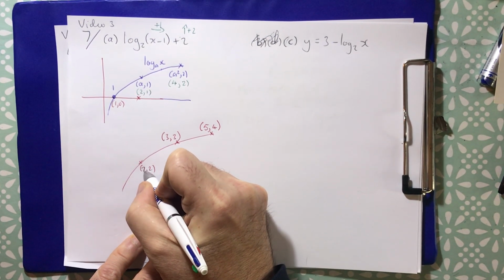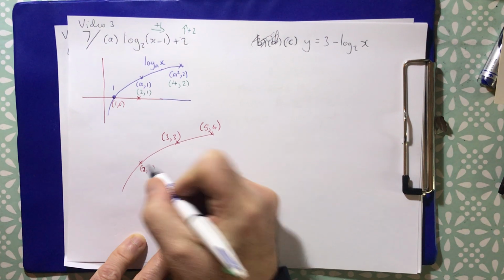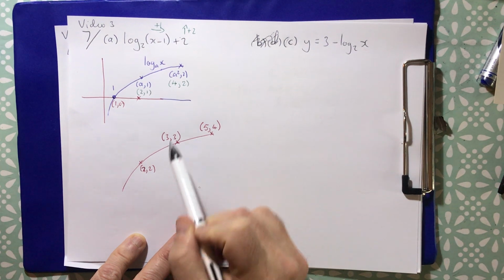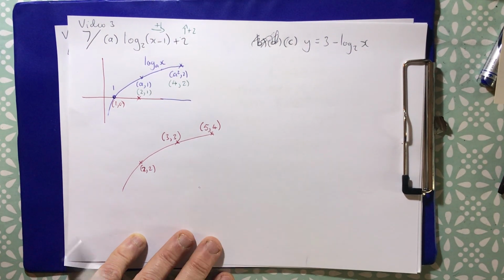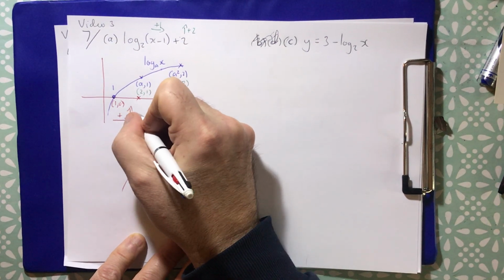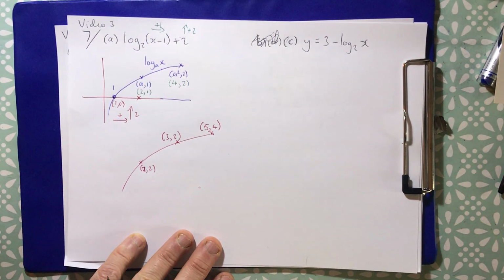I didn't shift that across 1, did I? Sorry. It should have been, that was 1, 0, so if we shift it across 1 and up 2, it becomes 2, 2, doesn't it? Because remember, each of these were going across 1, up 2. Okay?